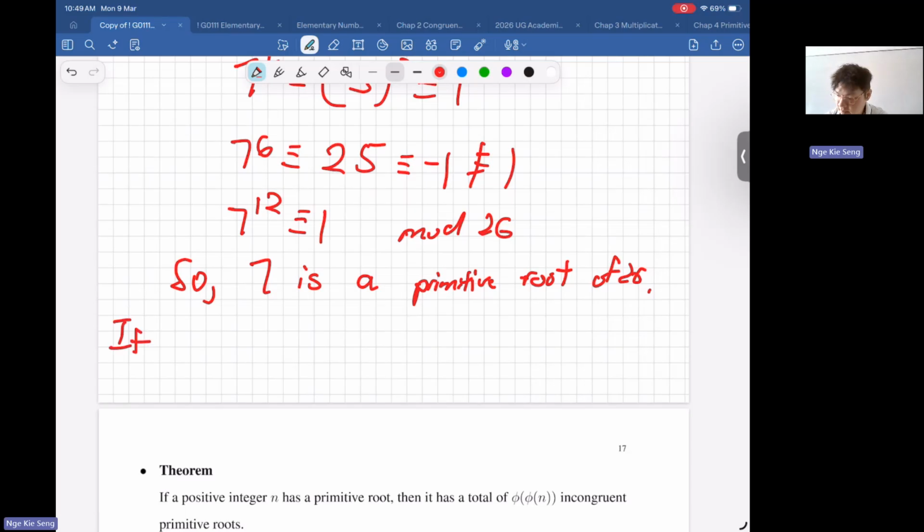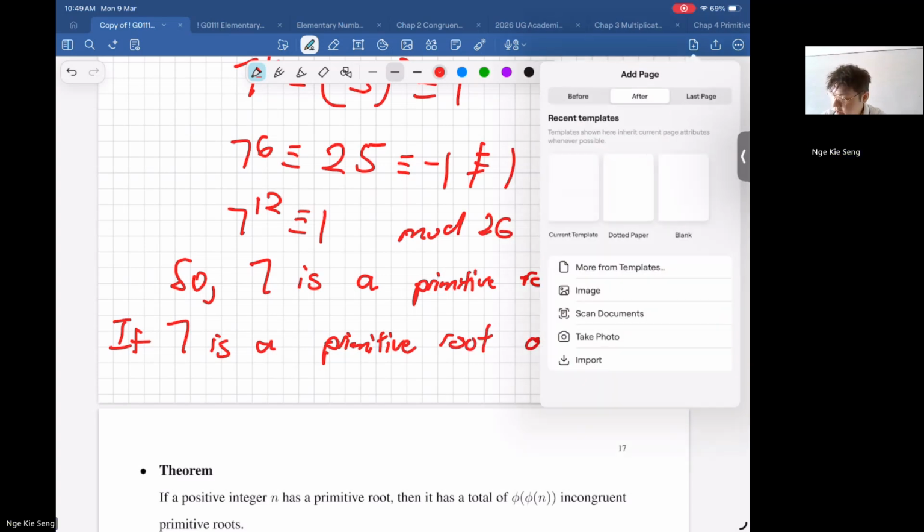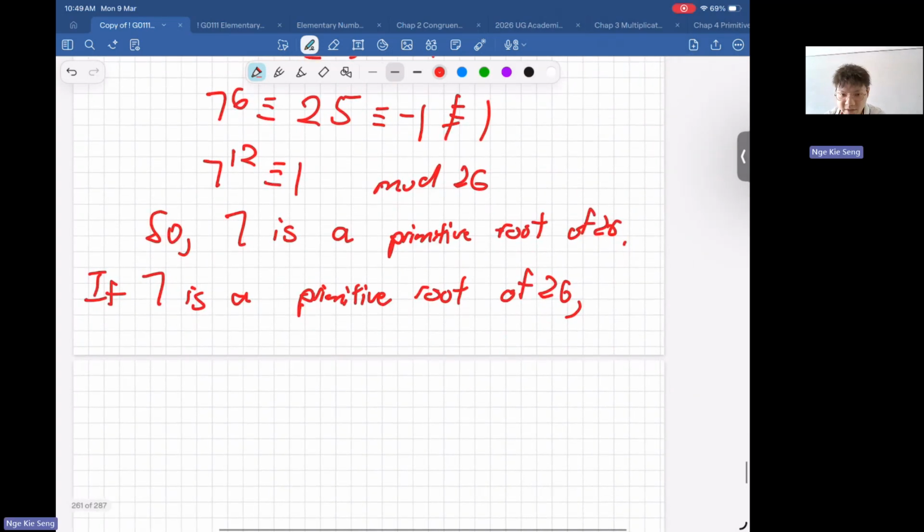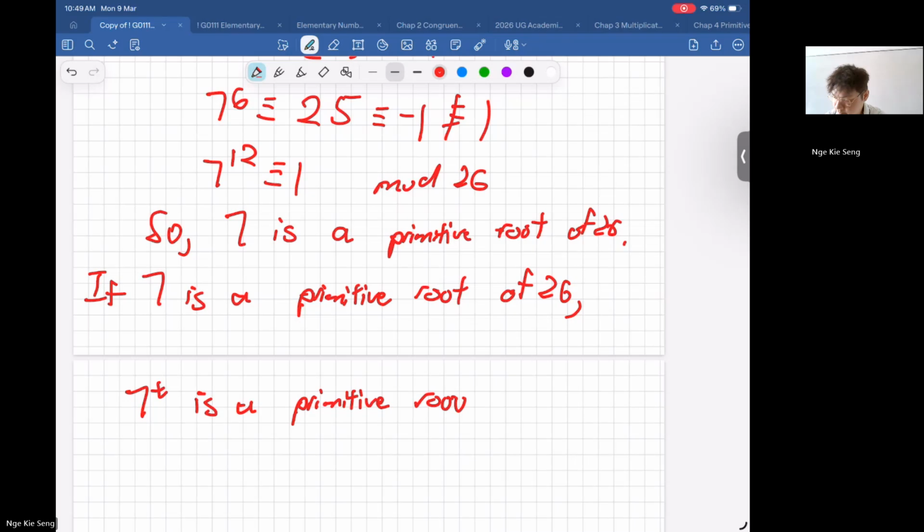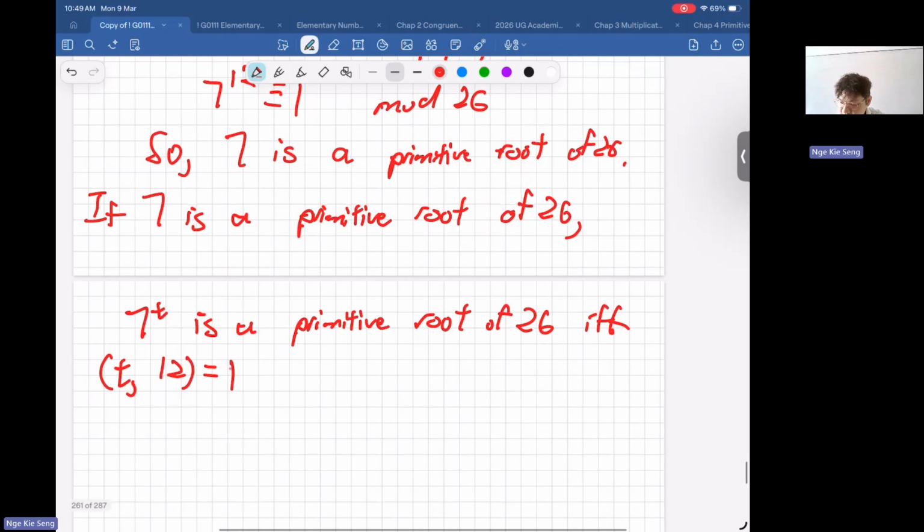So from here, you can figure out all the incongruent primitive roots. If 7 is a primitive root of 26, and how to find the rest of them: 7^t is a primitive root of 26 again if and only if the power t and phi(n) are relatively prime. So how many of them?